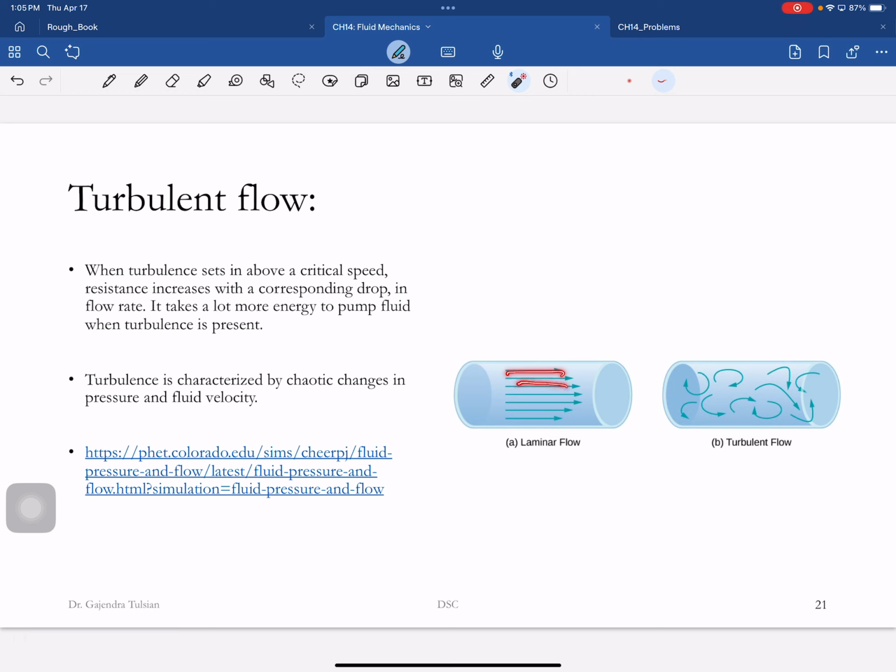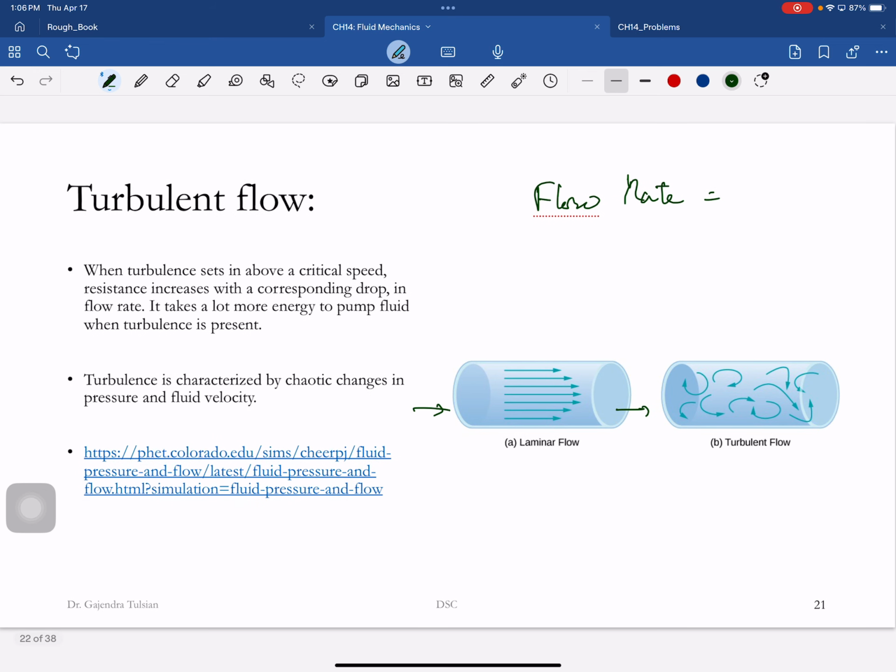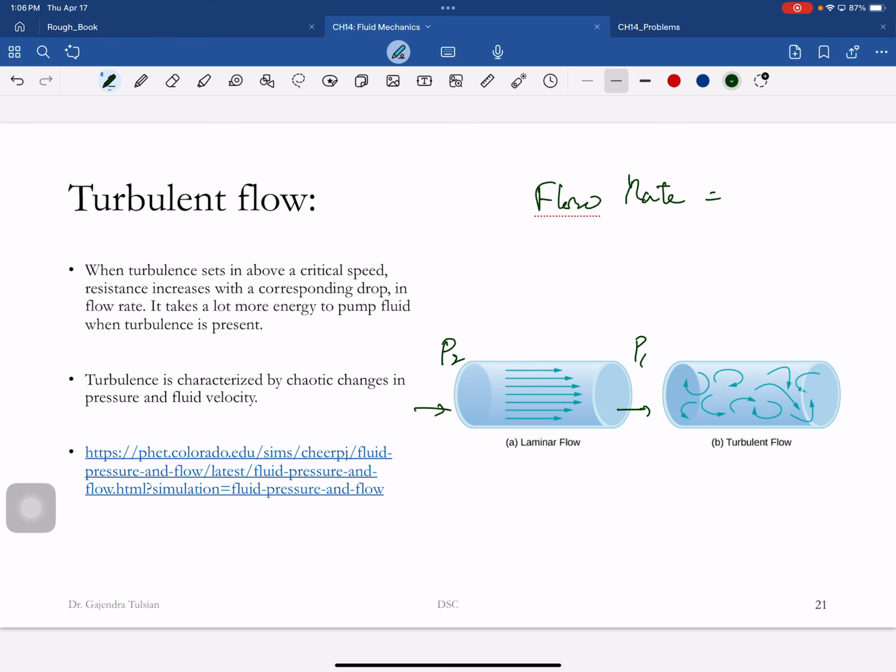Okay, so here is laminar flow. Here is turbulent flow. The reason we talk about this is you will be interested in flow rates. If you want to make fluid flow through a pipe, you have to maintain a pressure difference if there is viscosity to the fluid.